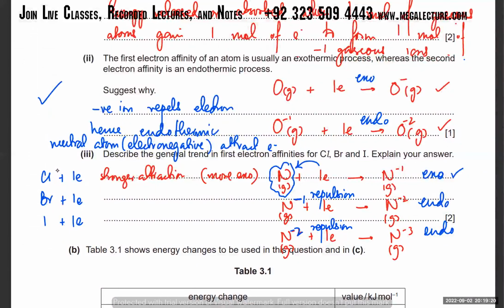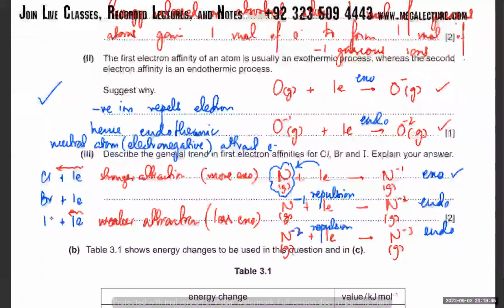So there's going to be a very strong attraction for electrons and all the work done. So it's going to do all the work very strongly. So it's going to be very exothermic. Iodine is a bigger atom and it's strongly shielded, which is why it's not going to attract electrons very strongly. So there is weaker attraction, and hence it's going to be less exo.